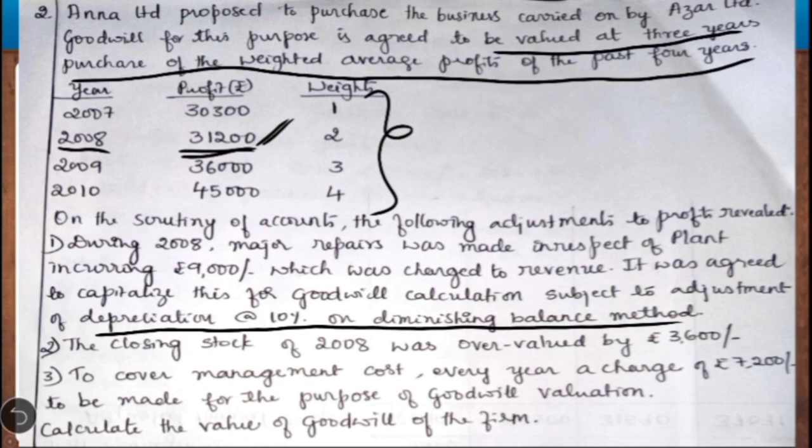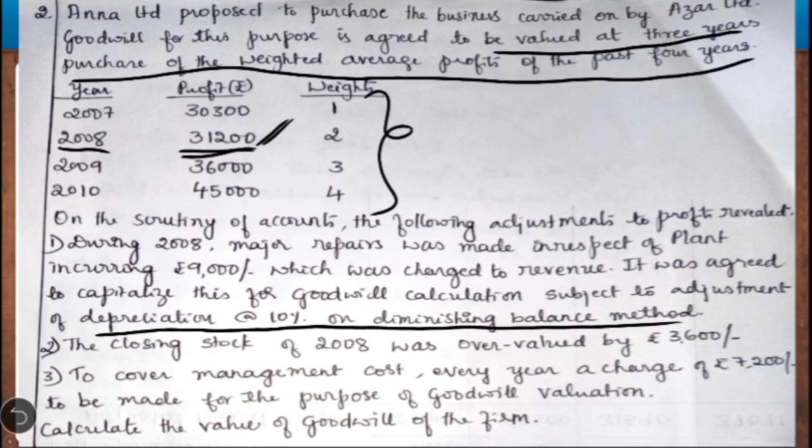So now how to calculate the depreciation for the year 2008? 9,000 into 10%, which comes to 900. So that is the depreciation for the year 2008. Then the next year, that is 2009, you have to follow diminishing balance method. So how do you calculate? 9,000 minus 900, you get 8,100. On that you have to calculate 10%, which comes to 810.